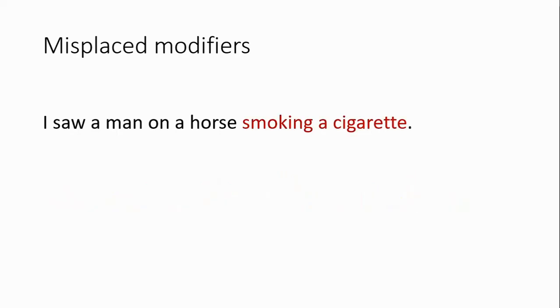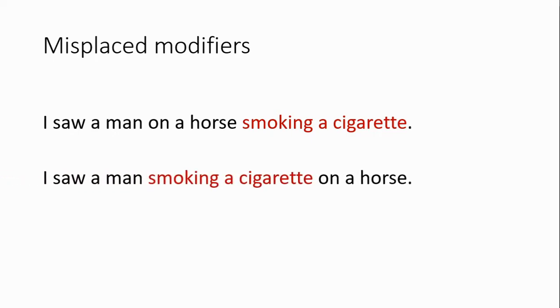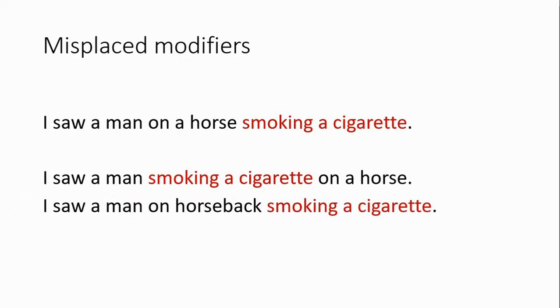So how do we fix this one? Well, unlike a dangling modifier, sometimes in misplaced modifiers we can fix it by simply moving the words so that the modifier is standing next to the thing being modified. I saw a man smoking a cigarette on a horse. That's certainly better. I'm not wild about the phrase, a cigarette on a horse. That sounds painful to the horse. So how about if we said, I saw a man on horseback smoking a cigarette. Now we don't really have a horse, we just have a man on horseback. It's got to be the man smoking the cigarette.